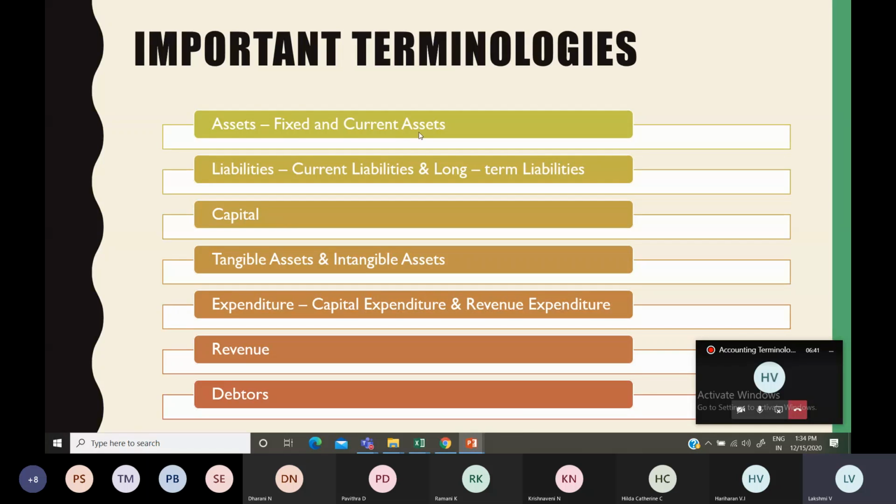And next is the current assets. Current assets can be converted into cash immediately, within one accounting year. If I want to sell that or convert it into cash, I can do that immediately. Fixed assets are long term in nature; you're going to hold them in business. But current assets are short term in nature. If you want to convert them, you can easily convert them within a period of 6 months, or say 1 year.